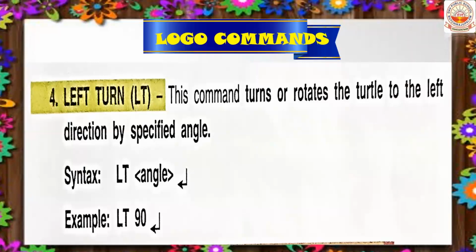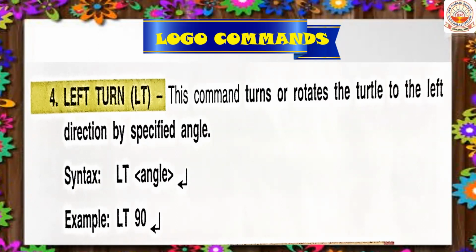Okay, so in the command window, LT space 90. Then in order to execute the command, you have to press the enter key on the keyboard. Can you see the direction has changed, isn't it, children? The turtle has turned to the left side. Can you see, children? Okay. So in this way, we can even change the direction of the turtle.